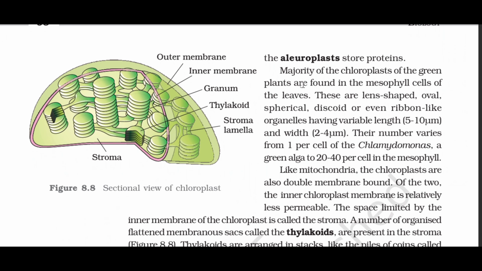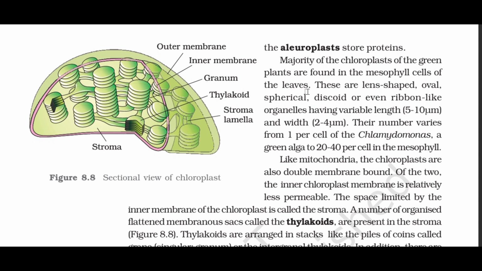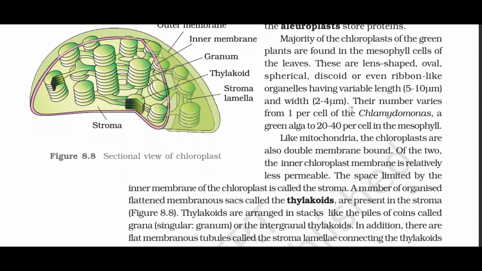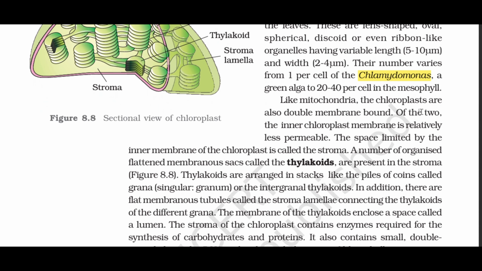The majority of the chloroplasts of green plants are found in the mesophyll cells of the leaves. These are lens-shaped, oval, spherical, discoid or even ribbon-like organelles having variable length (5-10 μm) and width (2-4 μm). Their number varies from 1 per cell in Chlamydomonas, a green alga, to 20 to 40 per cell in the mesophyll. Like mitochondria, the chloroplasts are also double membrane bound.